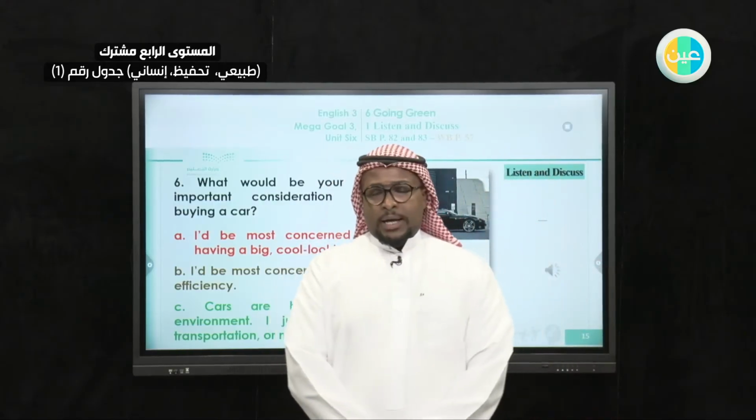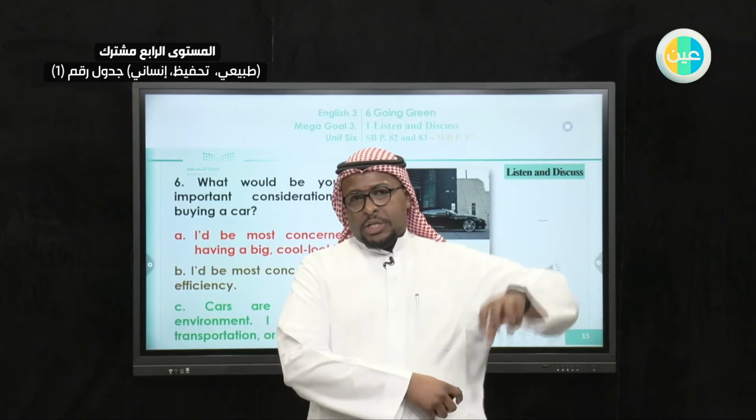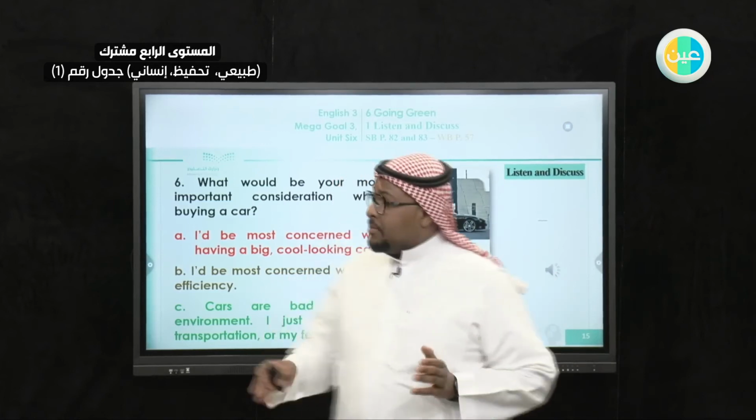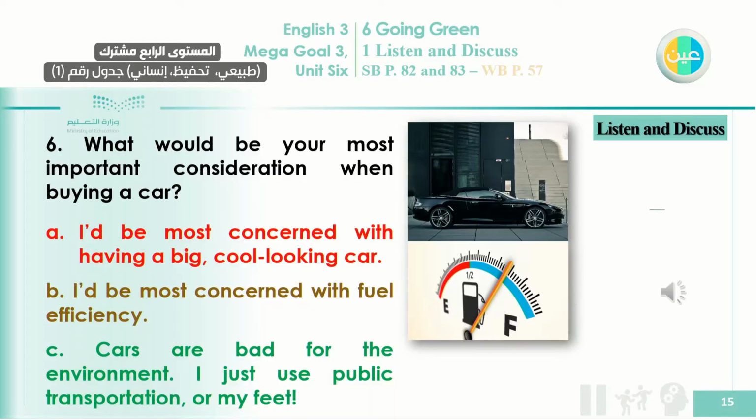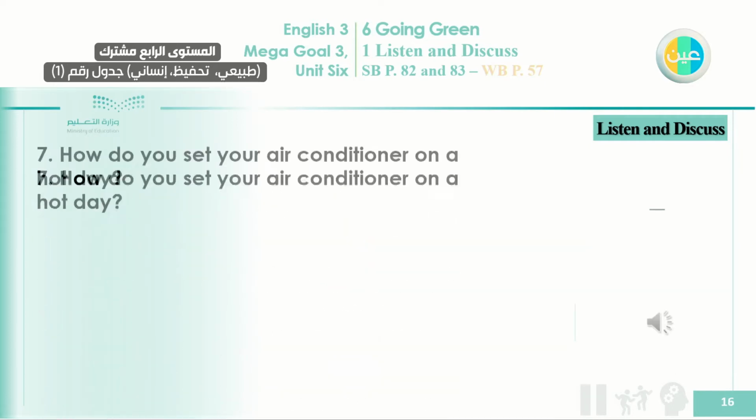In this part, guys, we are discussing the best factor that must be considered when we buy a new car. So these are the choices A, B, C. We'll discuss them and we'll see which one is the suitable or the best, inshallah, at the end. For now, guys, we'll go over the seventh part.